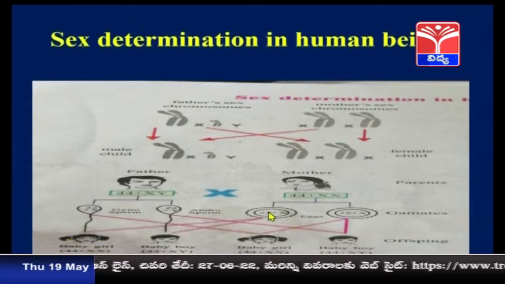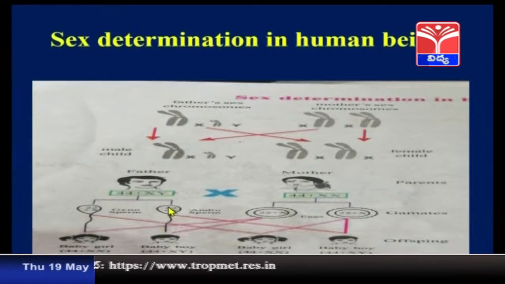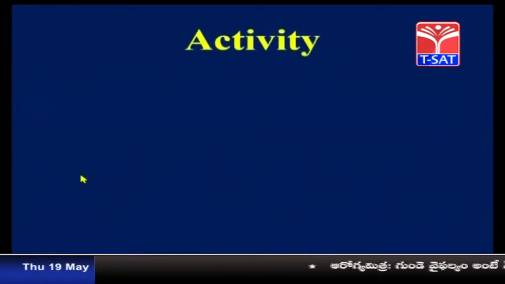If this ovum with X chromosome fuses with the sperm which has a Y chromosome, then the baby would be a boy. X combination with Y gives a boy, X combination with X gives rise to a girl. So using these chromosomes we can determine the sex of the child.